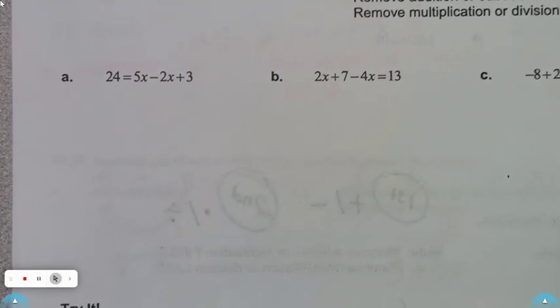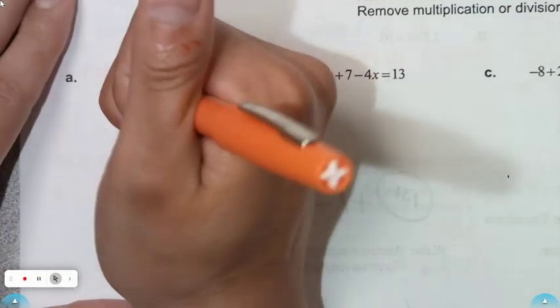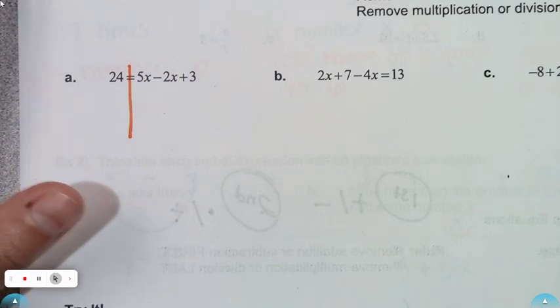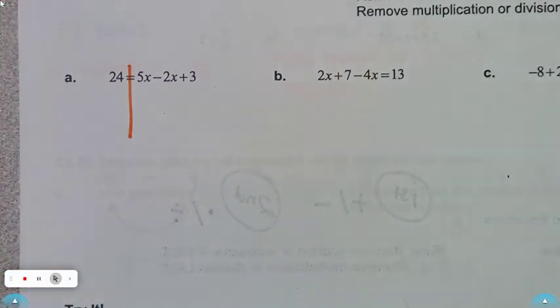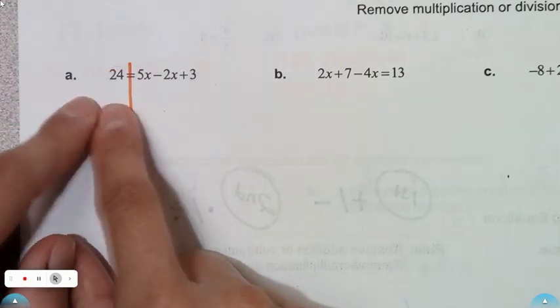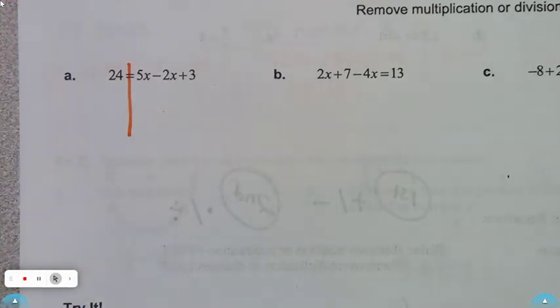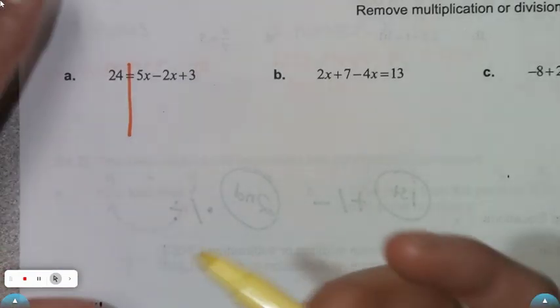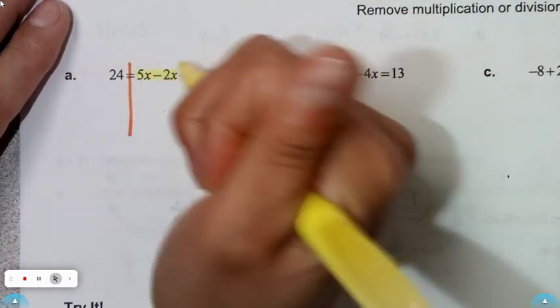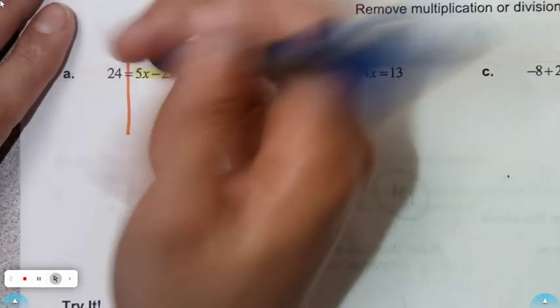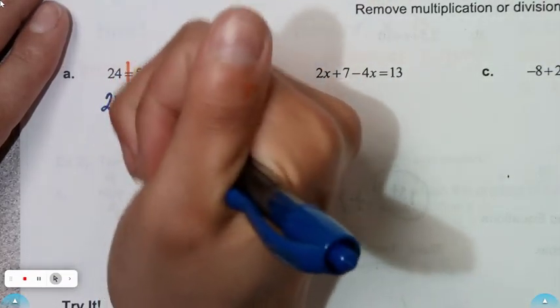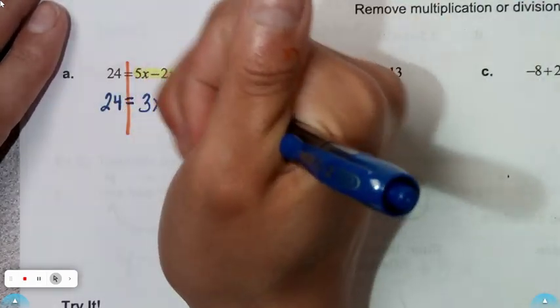So let's look at the first one. So I like to draw my line through my equal sign. And then I'm going to look at the left side. The left side I have 24. And on the right side I have 5x minus 2x plus 3. I'm going to see if I have any like terms. Like terms are things that are the same, like they both have x's or they're both just regular numbers. Both of these things have x's, so I can put those together. So here I have 24 equals 5x minus 2x is 3x. And then I still have this plus 3.